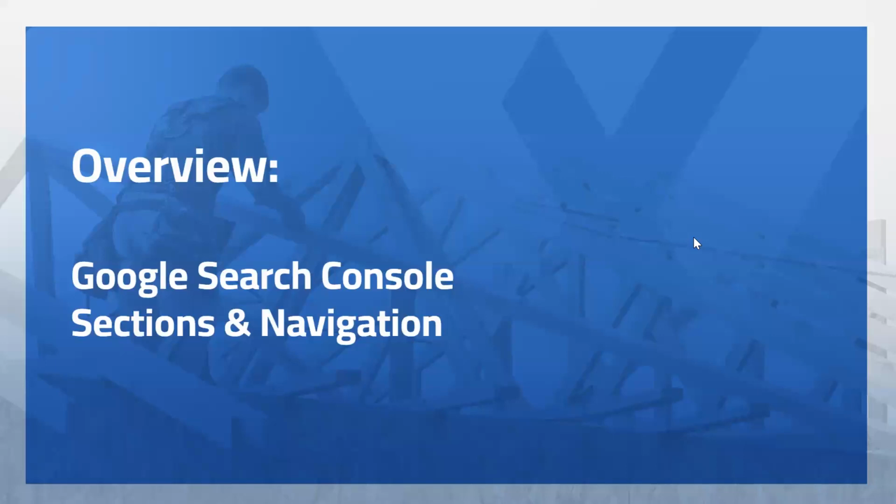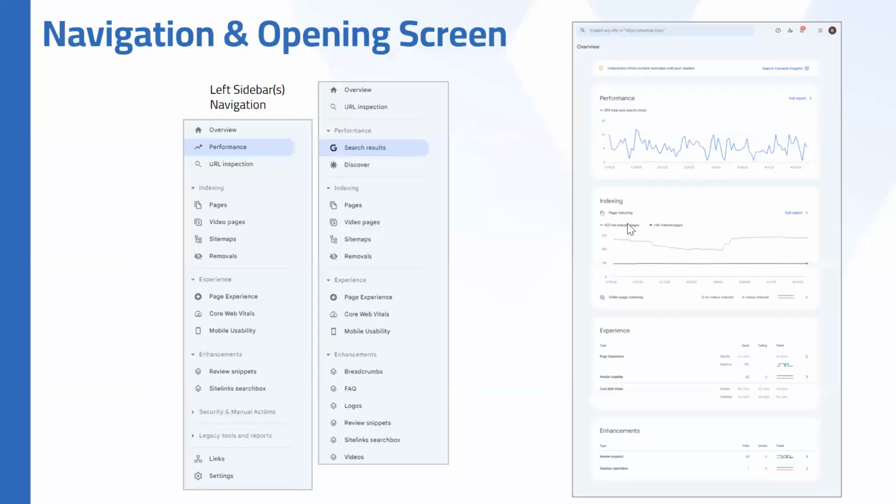Now that we have a basic understanding of how search works and how people search, let's get into the actual Search Console. So when you go to the Search Console, this is the opening screen that you'll see. I broke it up on this screen to illustrate a couple of points. On the left, you'll see the navigational shortcuts, and on the right, you'll see the content of those shortcuts.